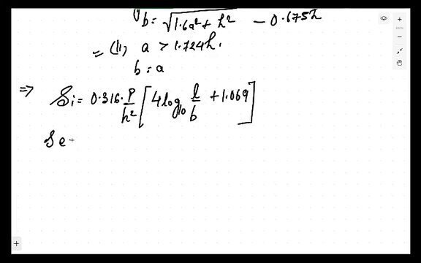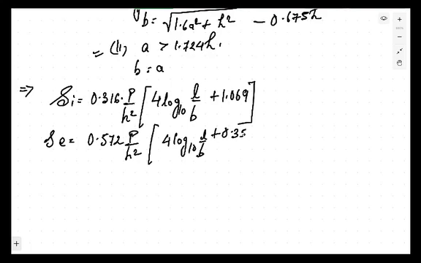The stress at the edge will be 0.572 P upon h square. You have to remember these formulas. 4 log 10 l upon b plus 0.359.